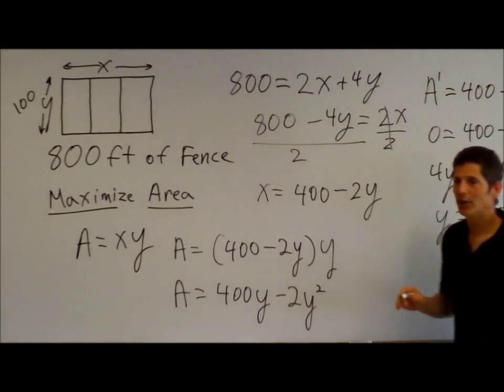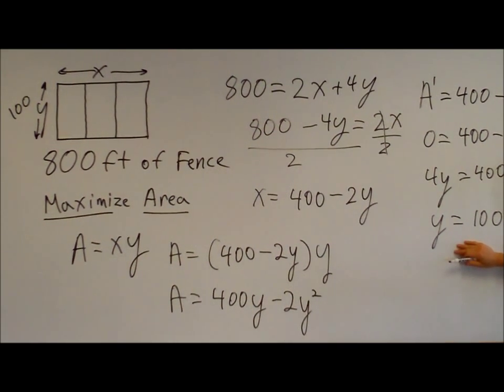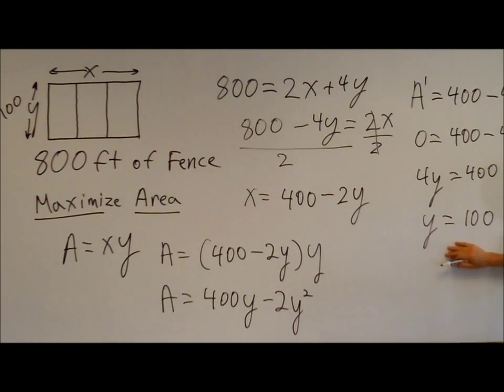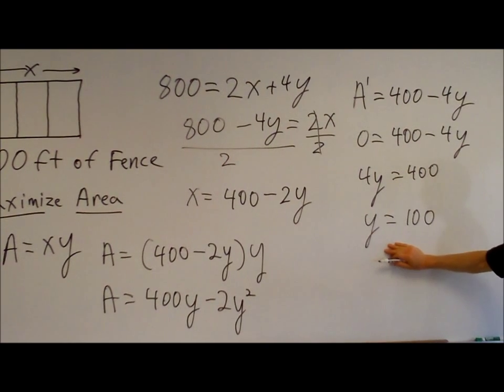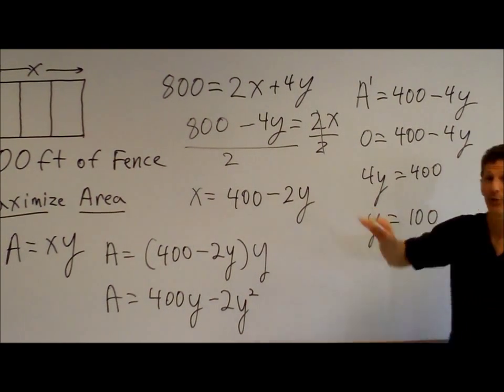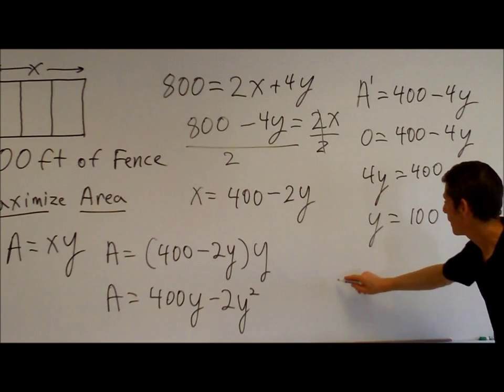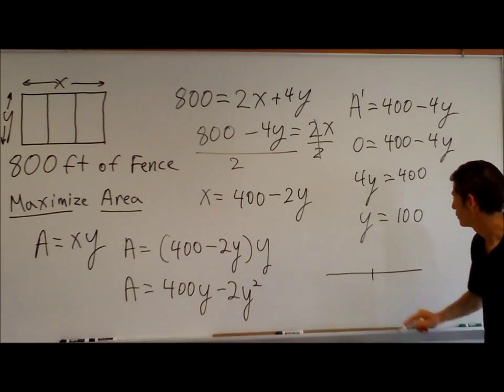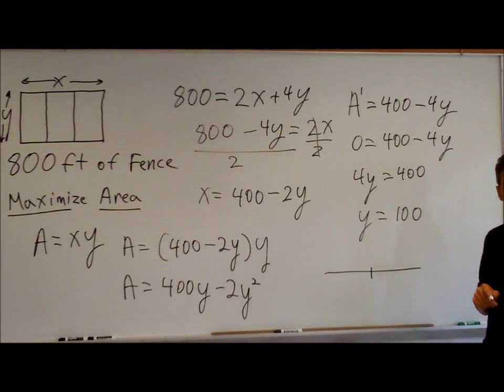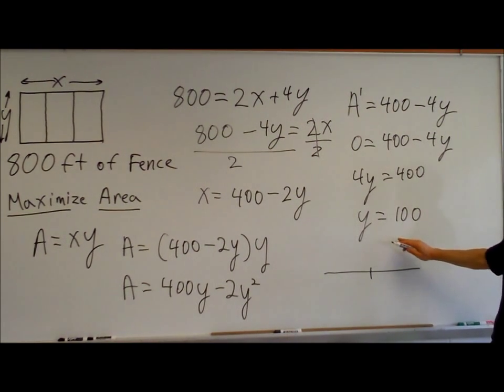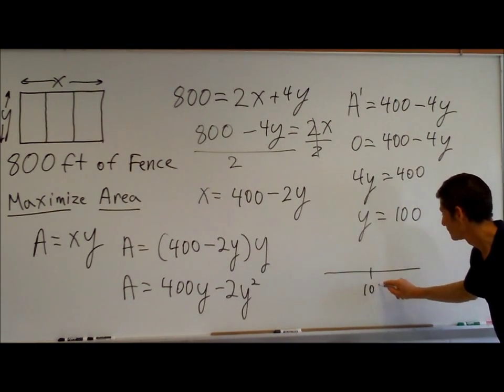But you know, I want to be sure. I know this is a critical point, but I don't really know for sure if it's a maximum or minimum. I'm hoping it's a maximum. I'm trying to maximize area. I just want to make sure that's a maximum. So I'll do my little number line with the sign analysis. Again, this is nothing new. I have my 100 here.